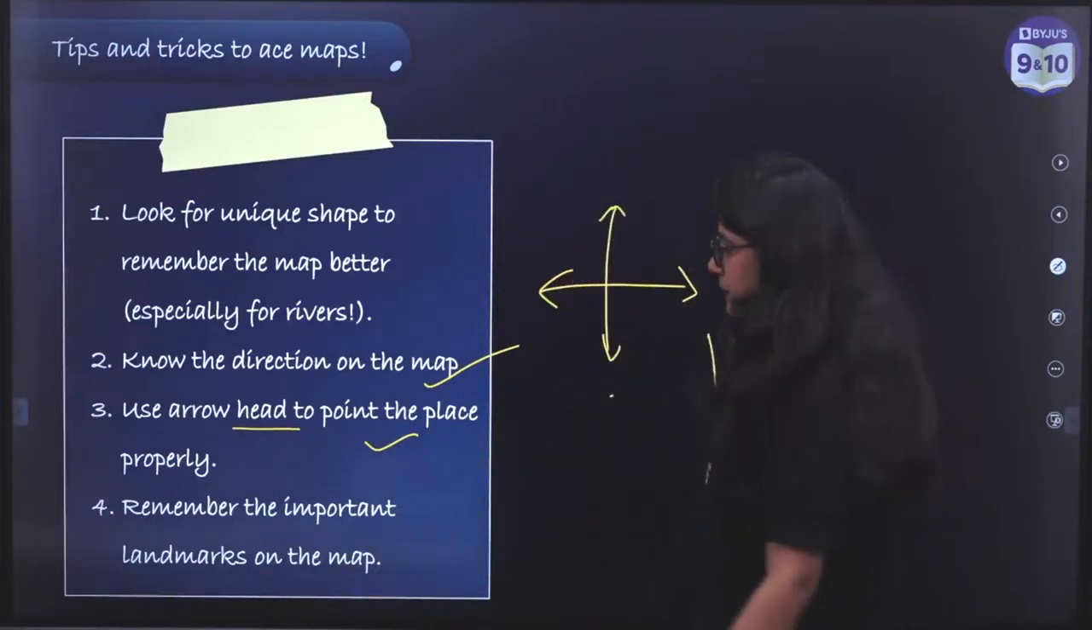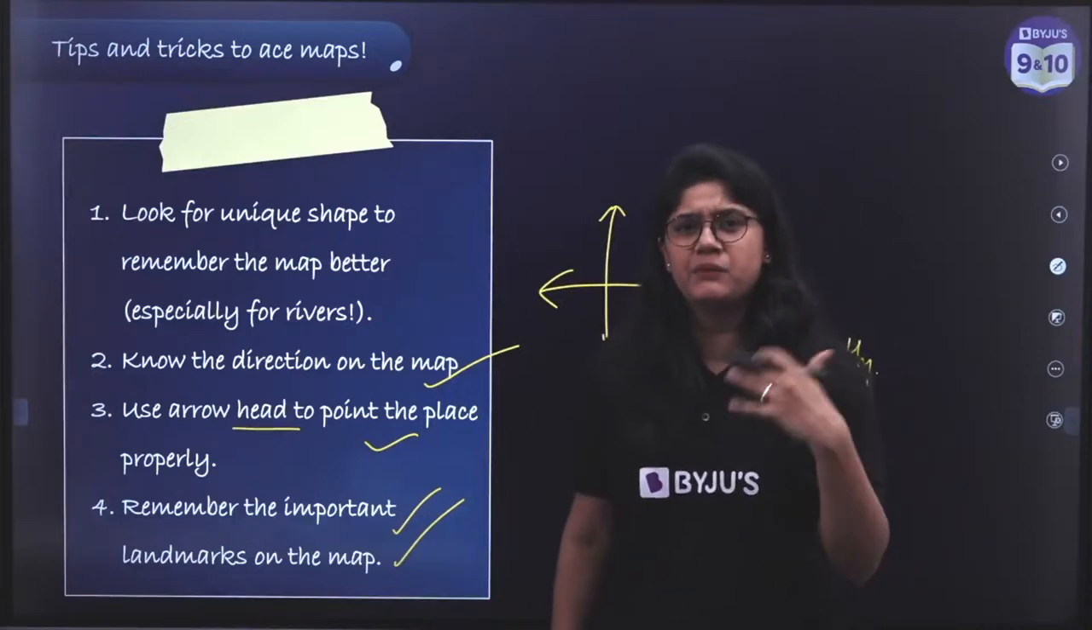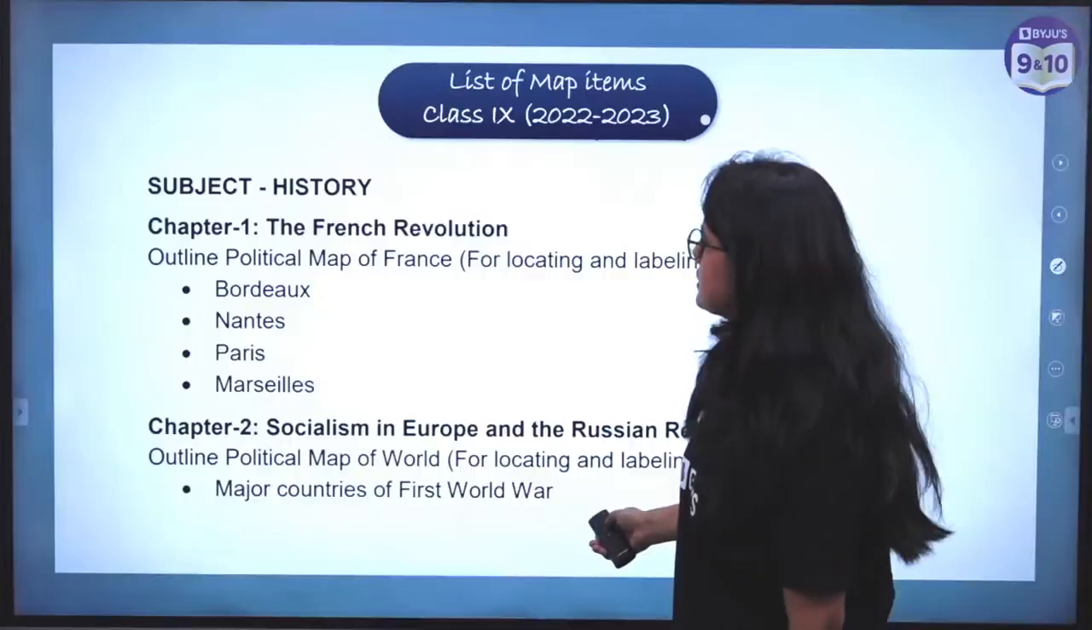And most importantly, please do remember the landmarks. Landmarks bahut easily help karenge hame mapping ke sessions mein. So let's go ahead with this.